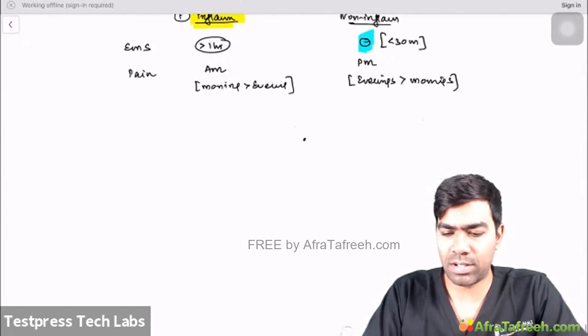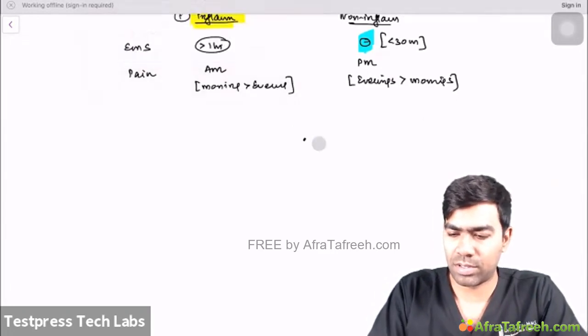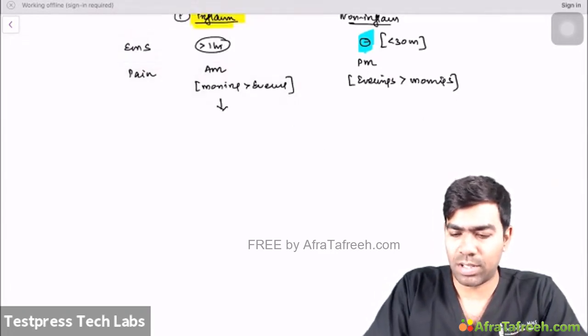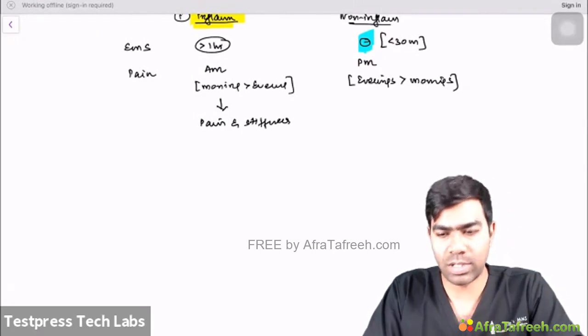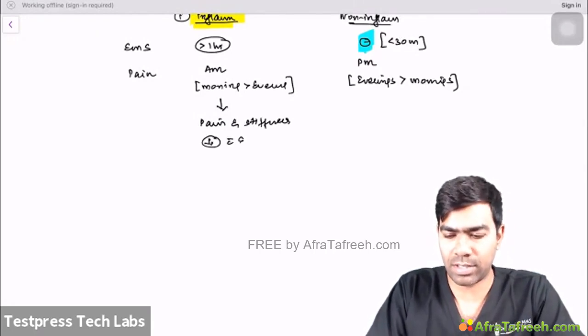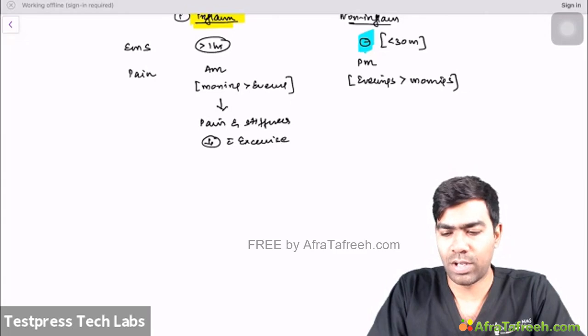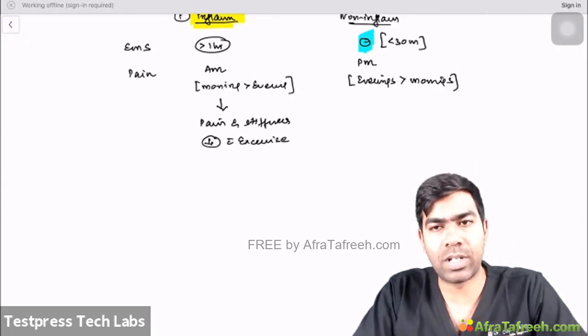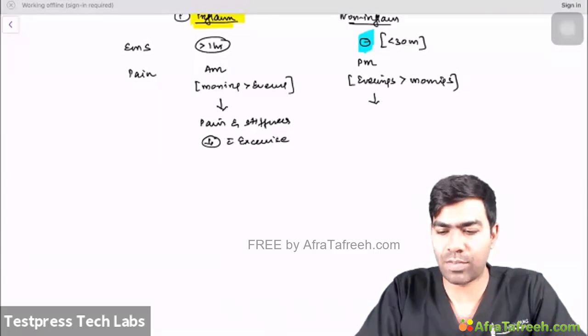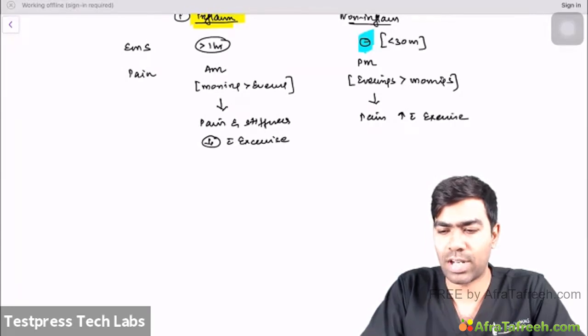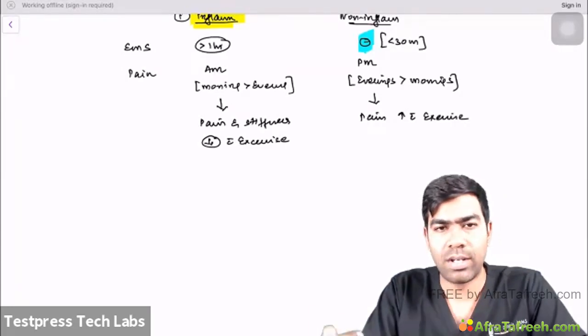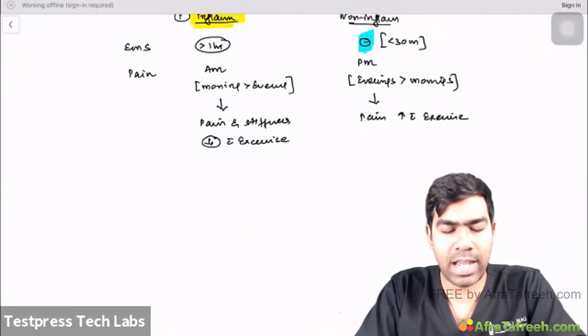Apart from that, the pain and stiffness will basically improve with exercise. Improve in the sense that they will decrease with exercise, or improve with usage of the joint. Whereas in the setting of a non-inflammatory arthritis, it's the opposite. The pain can increase with exercise and more usage of the joint. That is the reason why they are having more of a PM pain rather than an AM pain.